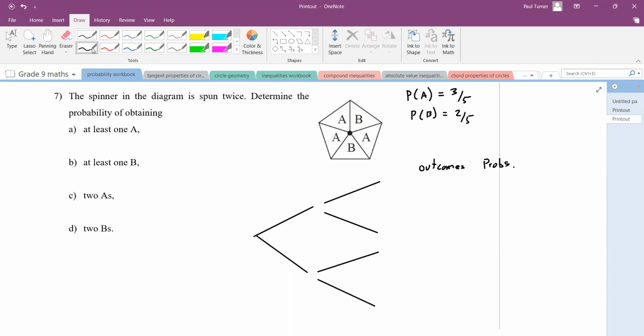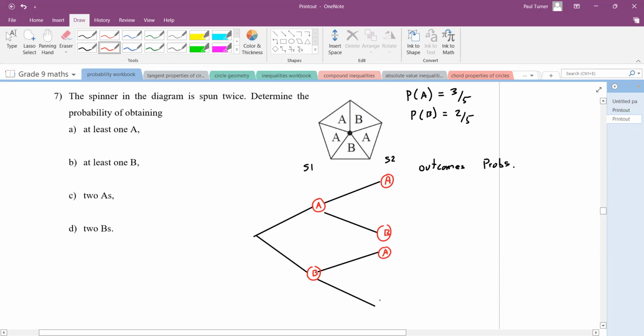So let's label our tree. So the first spinner, spin 1 and spin 2, we'll label as A, B. So you're either going to get an A or you're going to get a B for your first spin. For the second spin, we're going to get again A or B. So we label like that. And then we put our probabilities on. So your chance of getting an A is 3/5. Your chance of a B is 2/5.